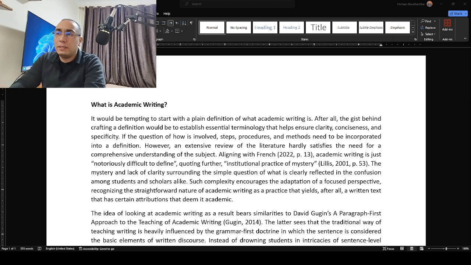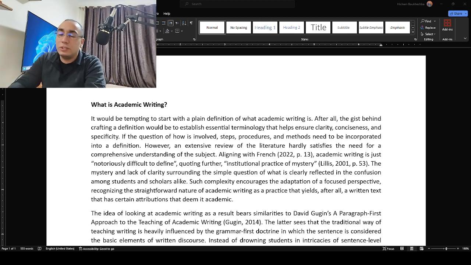However, an extensive review of the literature hardly satisfies the need for a comprehensive understanding of the subject. And this is my main idea. You can tell that this is the thesis statement. You can call it whatever you want to call it. I usually don't go that way. I just take myself from one idea to another idea. This is how I do it.